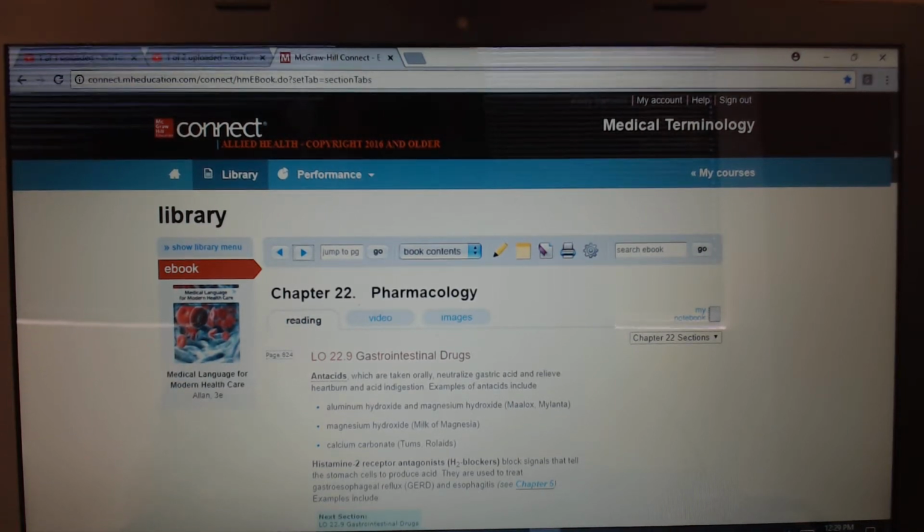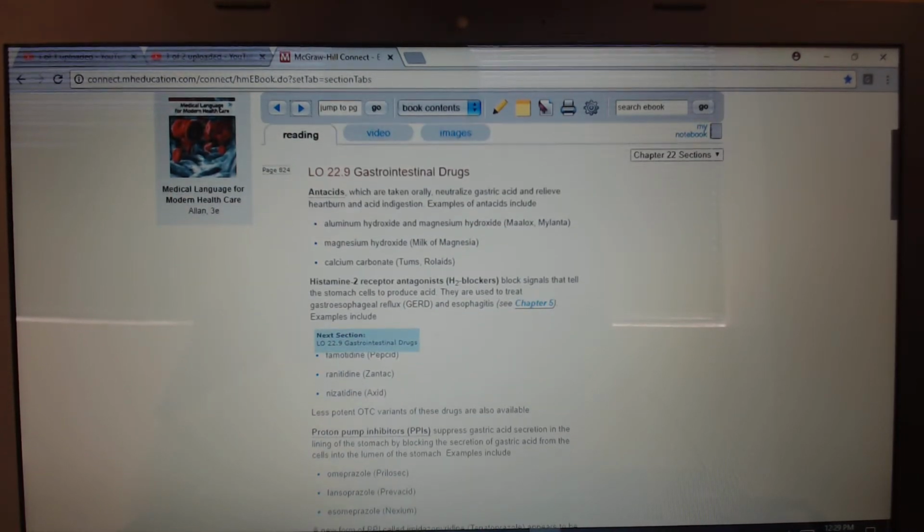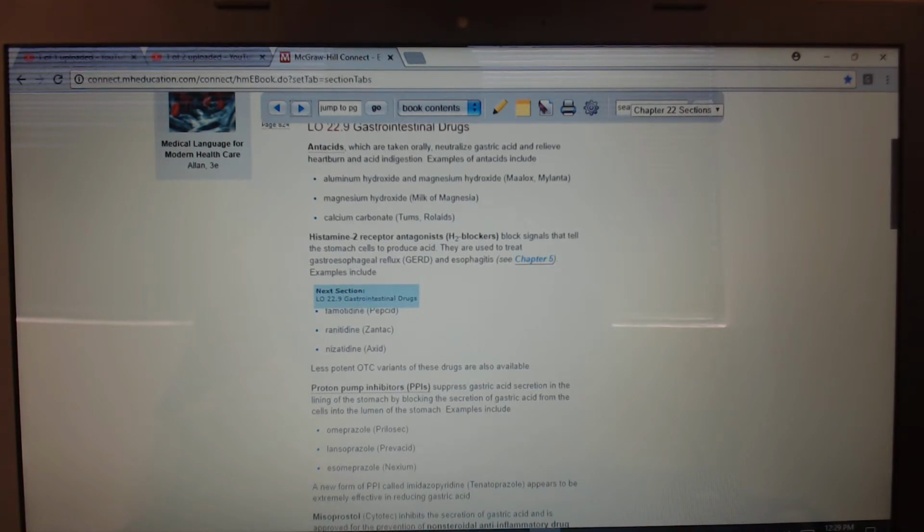Gastrointestinal drugs. Antacids are taken orally, neutralize gastric acid and relieve heartburn and acid indigestion. Examples of antacids include aluminum hydroxide and magnesium hydroxide, Maalox and Mylanta. Magnesium hydroxide, milk of magnesia. Calcium carbonate, Tums or Rolaids.